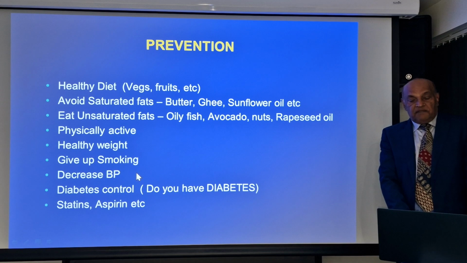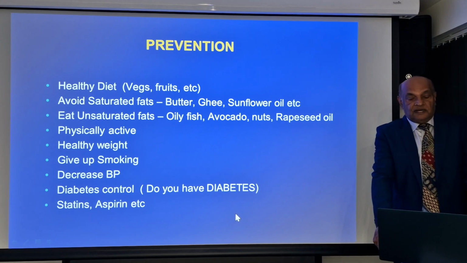Decrease blood pressure if you have high blood pressure, and if you have diabetes, it should be well controlled. And of course, they may suggest statins for high cholesterol and aspirin or similar to keep the blood thin. I've written here to say, do you have diabetes? Sometimes people don't know that they have diabetes. So if you've got a family history of diabetes, or you're obese, or for any reason you suspect that you may be diabetic, it's really very easy to ask your GP to measure your glucose levels and tell you whether you are diabetic or not. So it's worth having that checked.